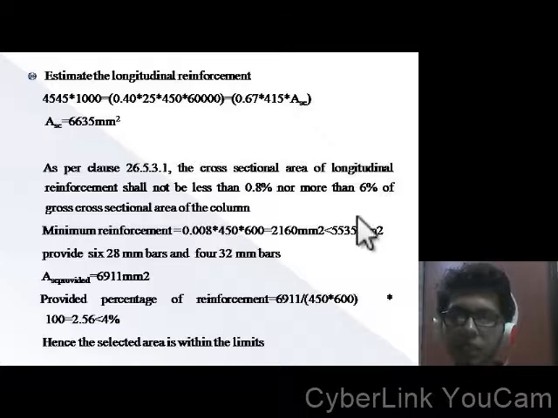which is less than 5535 mm square. So here we provide 6 numbers of 28 mm bars and 4 numbers of 32 mm bars. So the provided reinforcement will be 6911 mm square. So we'll check what its percentage is, and that is 2.56%, which is less than 4%. So it is within the limit, so it can be designed.